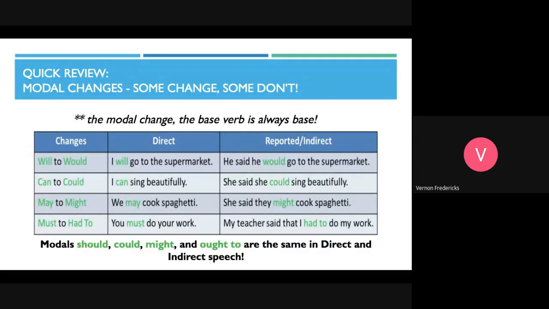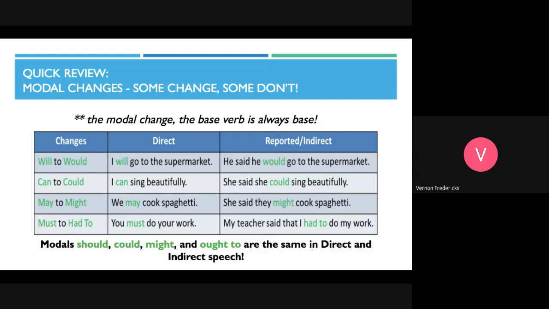Number 2, can to could. Direct speech: I can sing beautifully. Reported speech: she said she could sing beautifully.